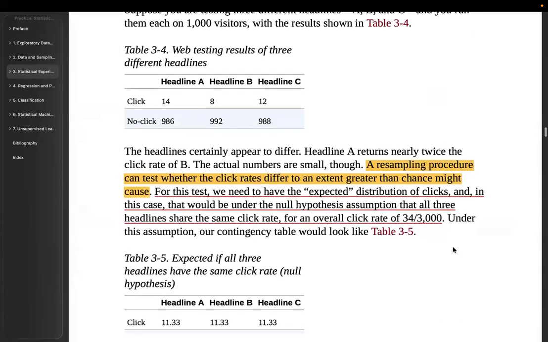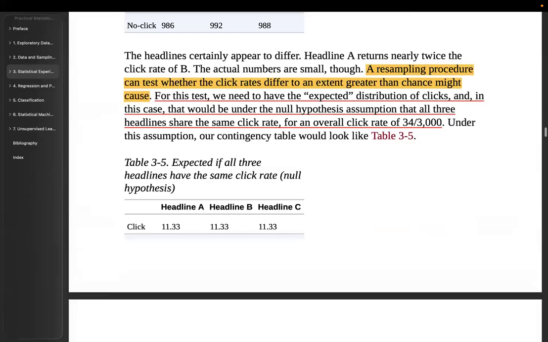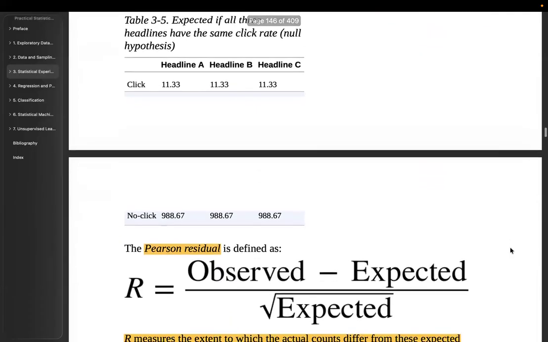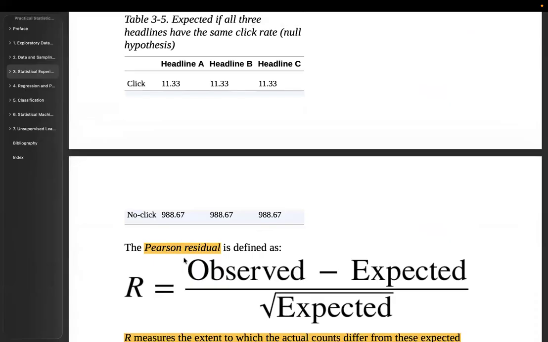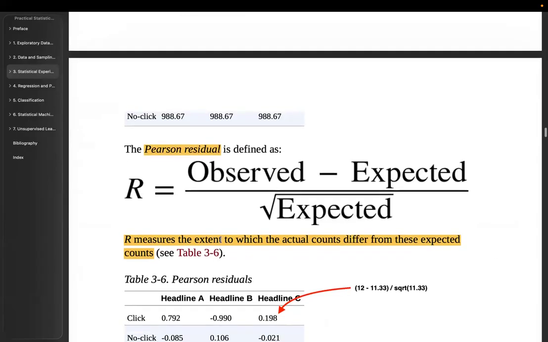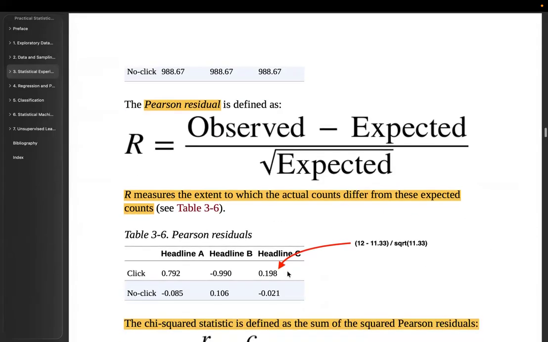Okay, now we have the observed and the expected. Now we're ready to compute something called the Pearson residual. The formula is R equals observed minus expected, divided by the square root of expected. We can use this formula to come up with the Pearson residual table.